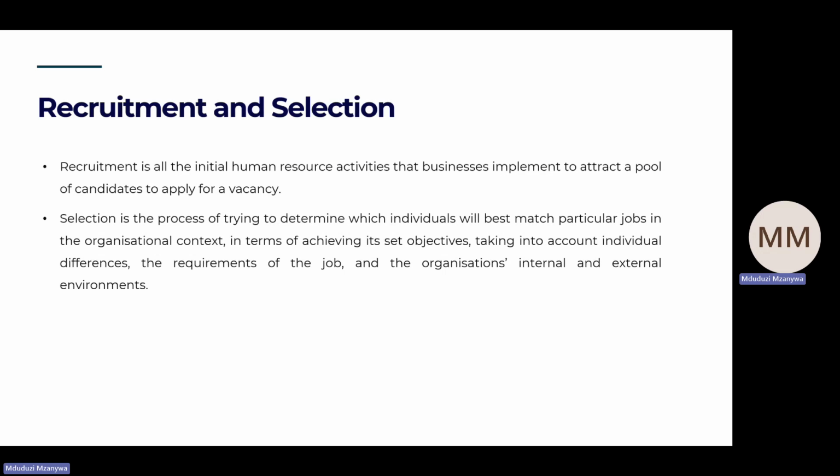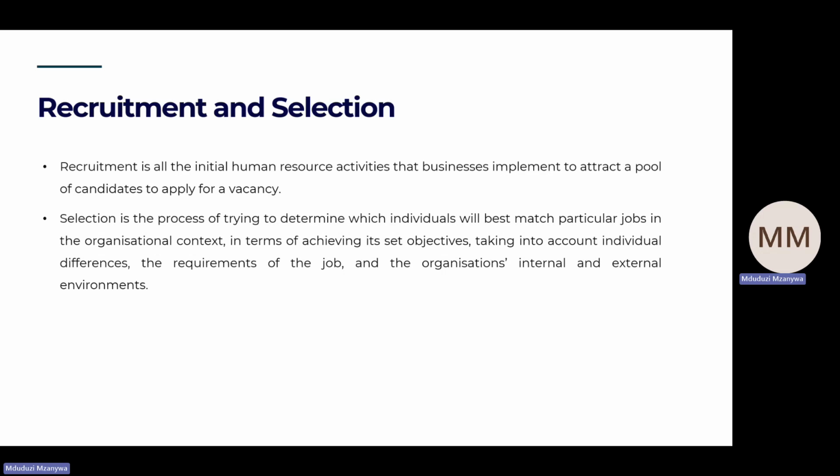So selection would be the process after you have recruited, where you have brought your people and got all the people that you need. So selection is a process of trying to determine which individuals will best match particular jobs in the organizational context. And these people should assist in terms of achieving the objective of the organization. And also, while doing this, the person's objectives are taken into account, and also their differences are also considered.